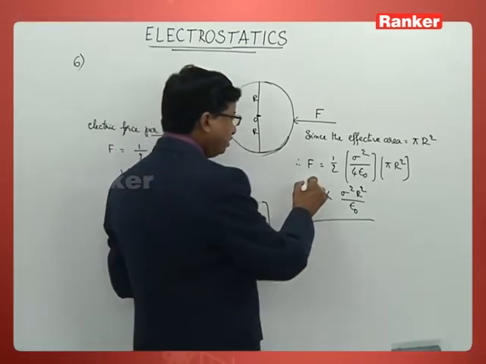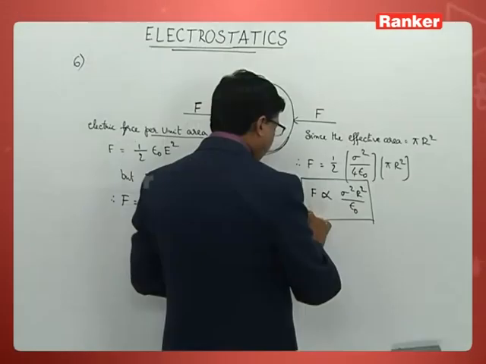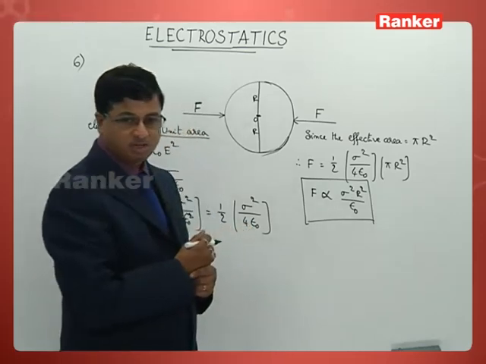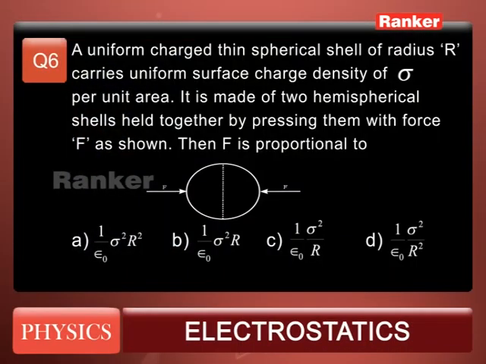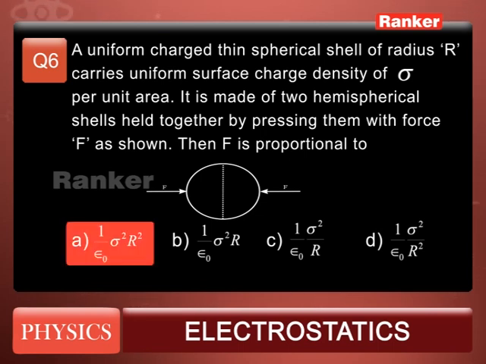Look at those options given over there, please. What are the 4 different options mentioned? One is 1 by epsilon naught sigma square r square. In fact, the very first option is in coincidence with this particular equation. So what can we write now? The correct answer for this particular problem is the very first option, that is A itself.